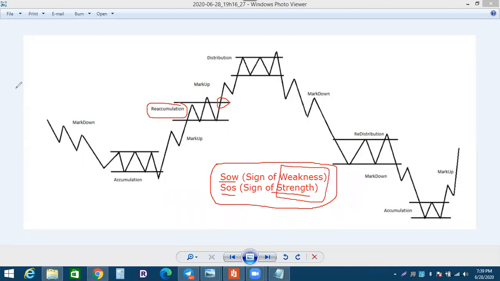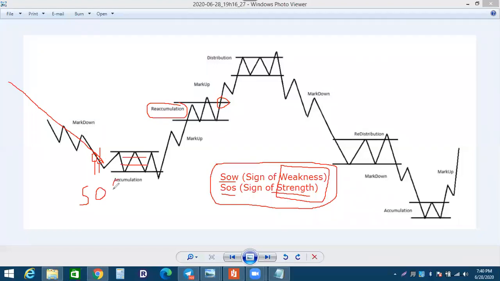When there is markdown, the sellers' candles weaken. The sellers are weakened here. When the sellers are weakened, then we will find accumulation, this type of testing phase. After accumulation, the market goes up. So that is a sign of strength.